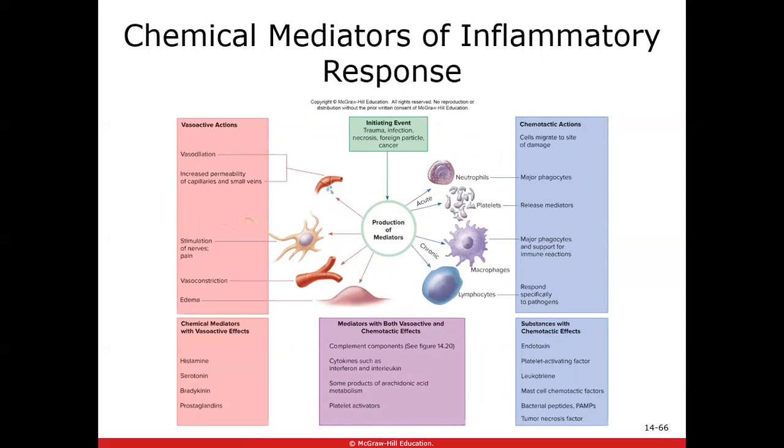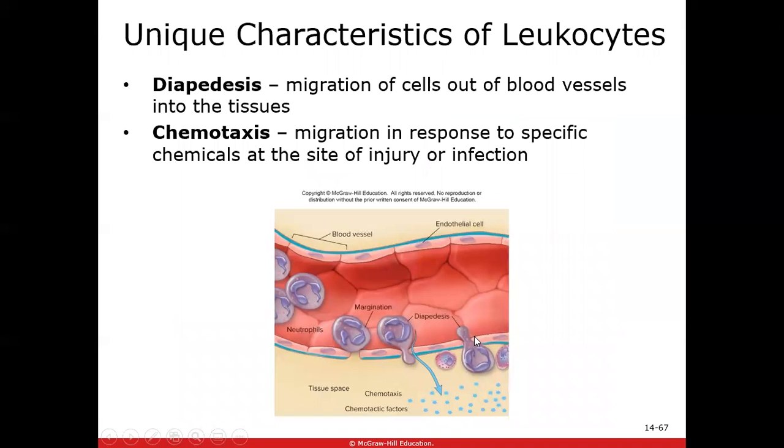Then you talk about some of the chemical mediators of the inflammatory response. I'm not going to ask you about these chemical mediators, but it just kind of goes through what we had just talked about. And then diapedesis, migration of cells out of blood vessels into tissue. Chemotaxis is migration in response to specific chemicals at the site of injury or infection.